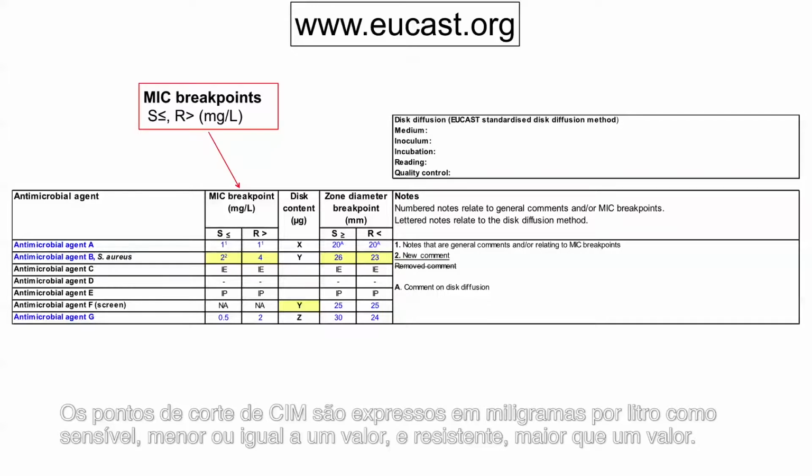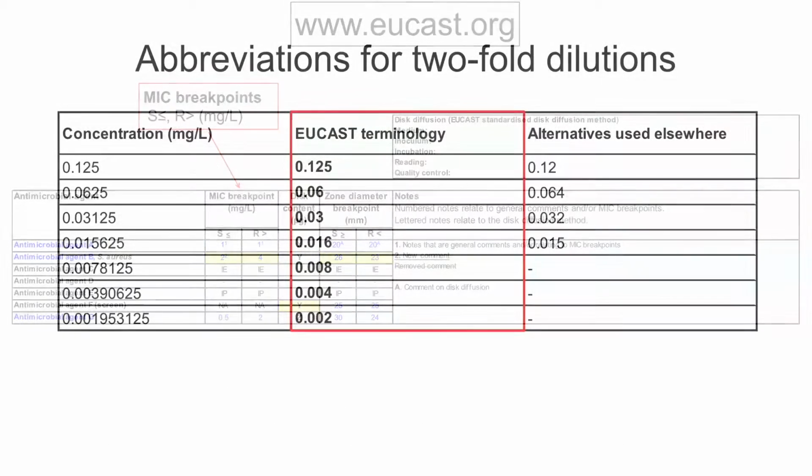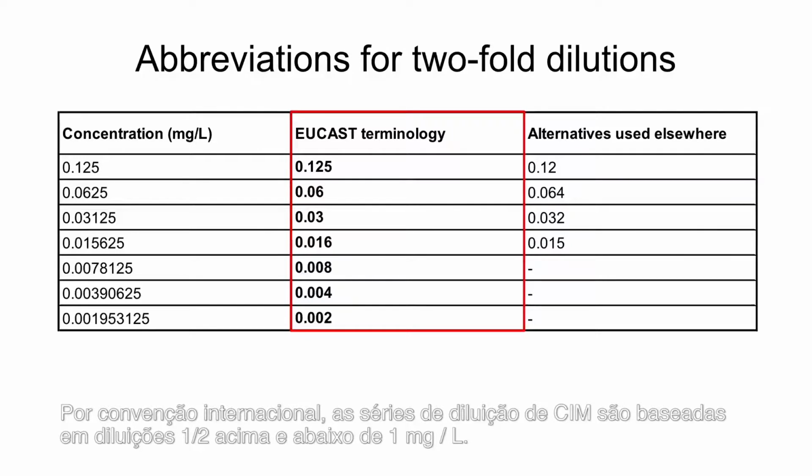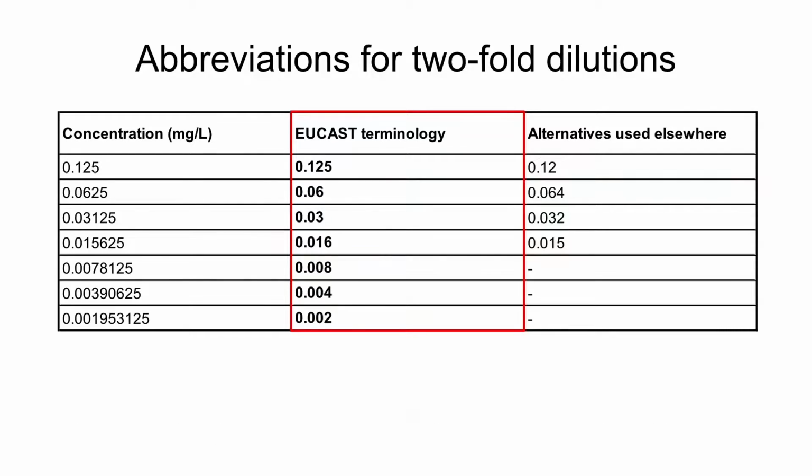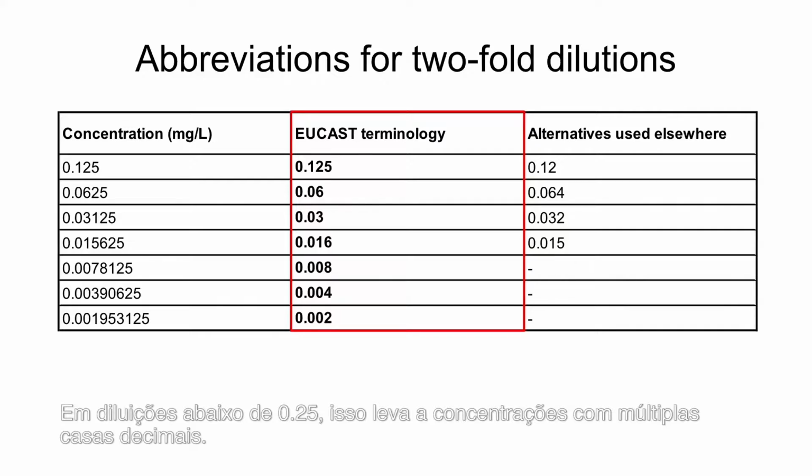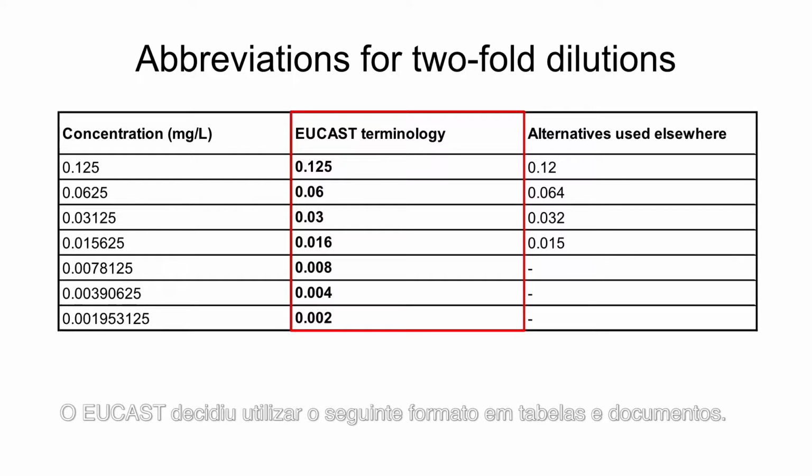MIC breakpoints are expressed in milligrams per litre as susceptible, less than or equal to a value, and resistant, greater than a value. By international convention, MIC dilution series are based on twofold dilutions up and down from 1 milligram per litre. At dilutions below 0.25, this leads to concentrations with multiple decimal places. UCAST has decided to use the following format in tables and documents.